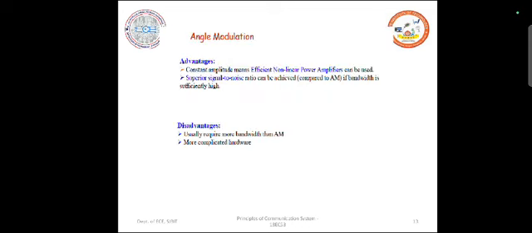What are the advantages and disadvantages of angle modulation? Advantages: constant amplitude means efficient nonlinear power amplifiers can be used, which is very advantageous. Superior signal to noise ratio can be achieved in comparison to that of AM if bandwidth is sufficiently high. Okay, these discussions, at least the second one, we'll have in module number 3 when we talk about noise in analog modulation techniques. There we'll try to derive the expression for signal to noise ratio at different points and see how it is superior to AM. Disadvantages: it usually requires more bandwidth than AM. It's more complicated hardware. Okay, this is a disadvantage of it.